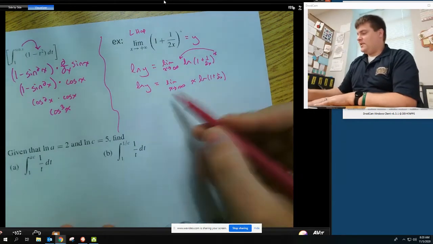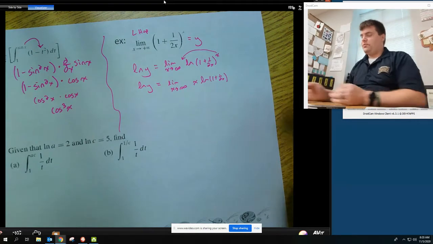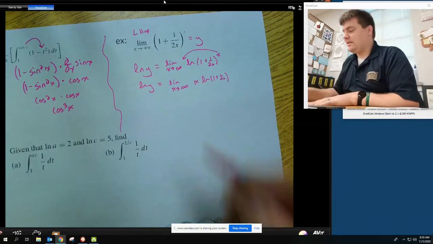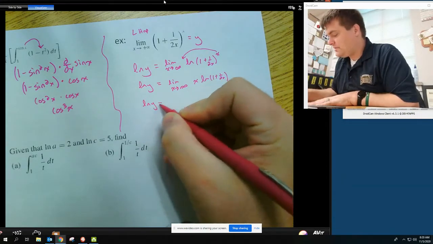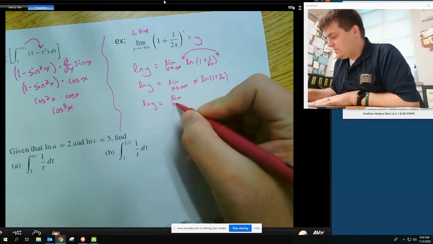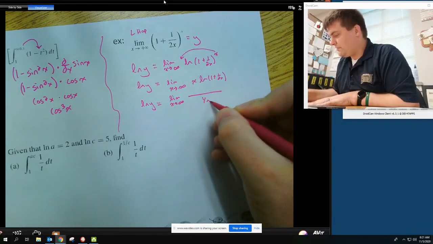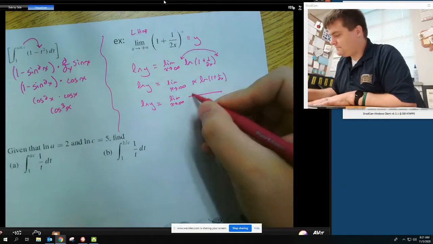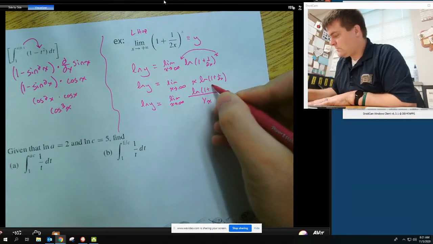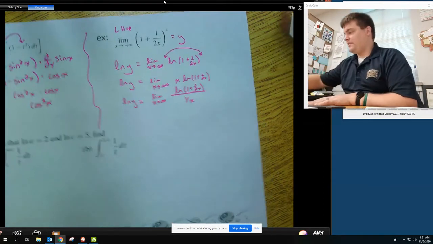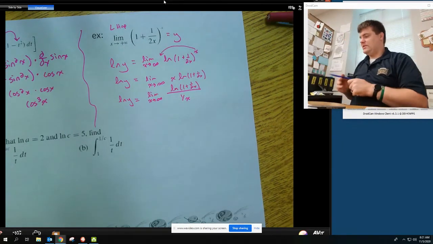If I were to plug in an infinity here, I would get infinity times infinity. So this is now turned into a phase 2 problem. So I need to rewrite this so that I can get a 0 over 0. So I'm going to change this as this x is going to turn into 1 over x on the bottom. Okay. So if I were to go ahead and check this, I should get a 0 over 0.